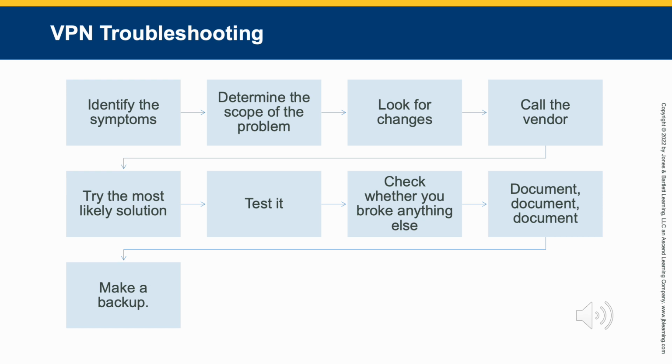VPN troubleshooting steps. Identify the symptoms. Determine the scope of the problem. Look for changes that were made on the device. Call the vendor. Try the most likely solution. Test it. Check whether you broke anything else. Document. You need to document everything so that you know what you've changed. And make a backup.